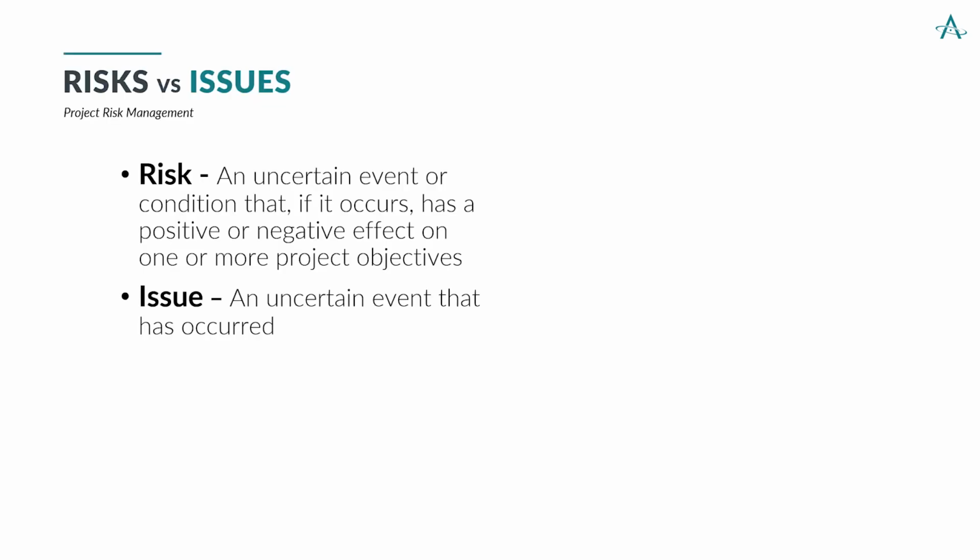First, let's talk about what is a risk. Often a risk and an issue, those two terms get used interchangeably. So a risk is an uncertain event or condition that, if it occurs, has a positive or negative effect on one or more project objectives. And one of the key words there is "if." It hasn't happened yet, which is one of the big differentiators between a risk and an issue. An issue is an uncertain event that has occurred.